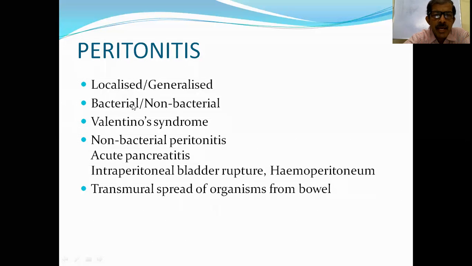Then another type is bacterial and non-bacterial. Bacterial is commonly seen after many diseases of the viscera like perforated duodenal ulcer or appendicitis, whereas non-bacterial is without any bacteria, at least in the beginning, like pancreatitis, and rupture of bladder, where there is no bacteria initially at least.